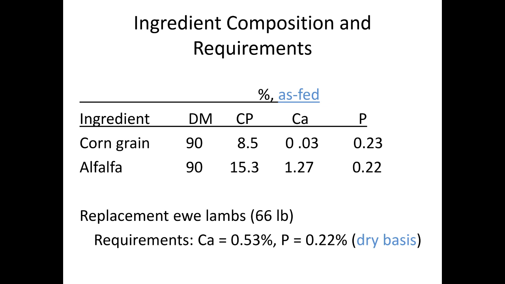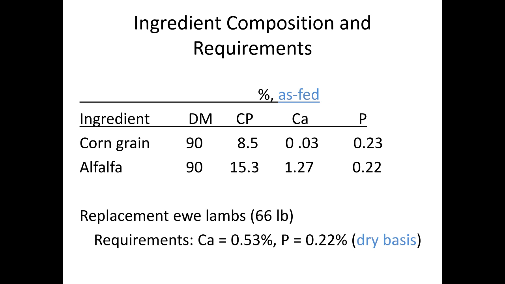We have replacement ewe lambs that are 66 pounds in weight. Based on the NRC requirements, they have a requirement for calcium at 0.53% of the diet. That's their minimum requirement. They need to have at least 0.53% calcium in the diet. And for phosphorus, 0.22%. You'll notice I indicated this in the color blue: these requirements are on a dry basis. So bear that in mind.